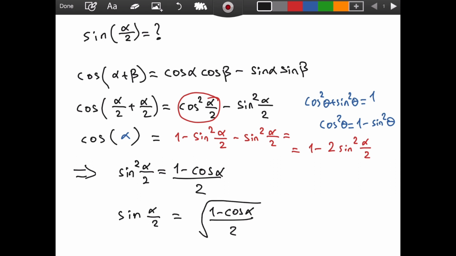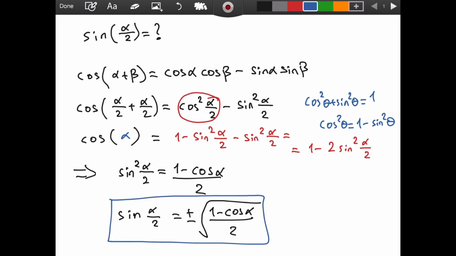And you might be saying, oh, we are done. No, we are not done. We forgot a very important idea. We forgot the plus or minus. This is incredibly important. When you take the square root of a square, you need to put plus or minus. Otherwise, it is incomplete. So don't forget the plus or minus. And this is now the formula for half angle for sine.